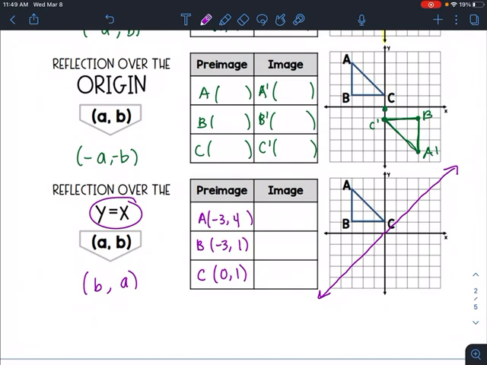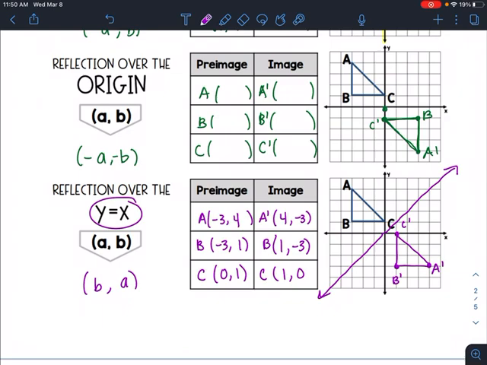So for our image, for A prime, we're just switching the values around. So 4, negative 3, so now this is A prime. B is going to be 1, negative 3, so this is B prime. And then C is going to be 1, 0, which is going to be right here. So this is C prime. So here is our triangle.